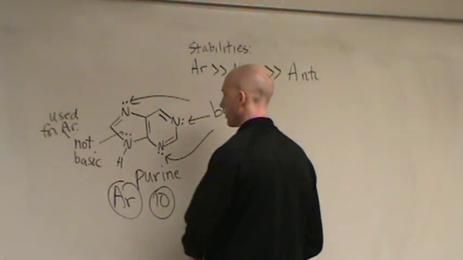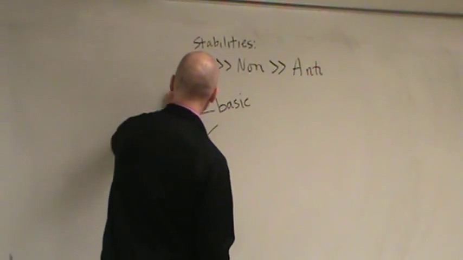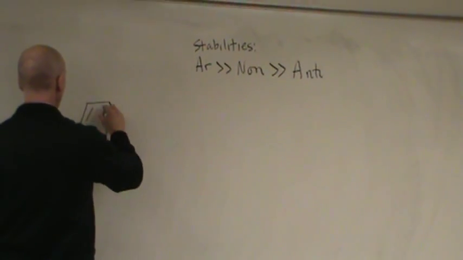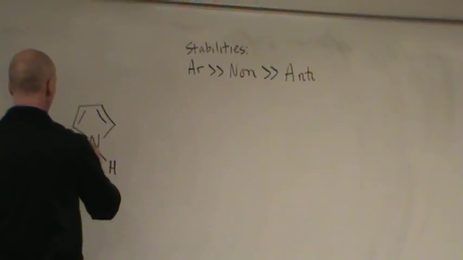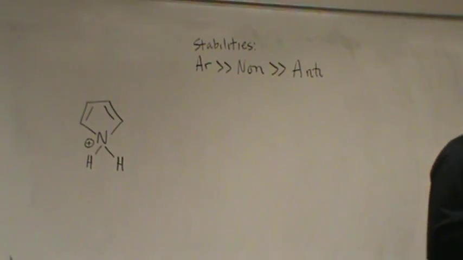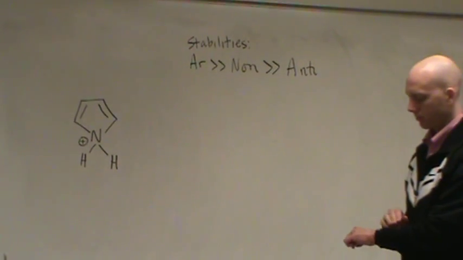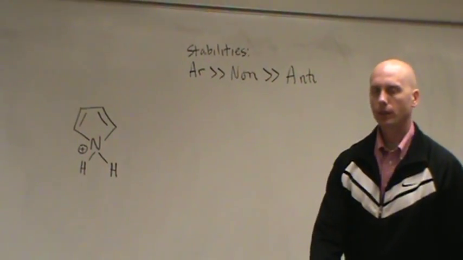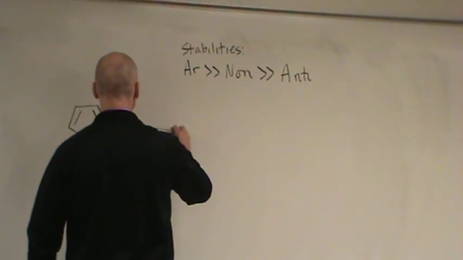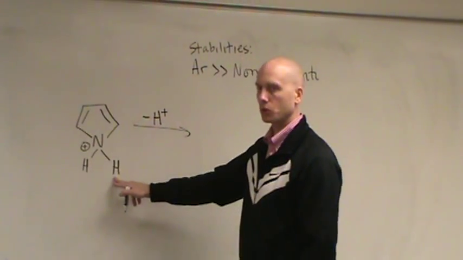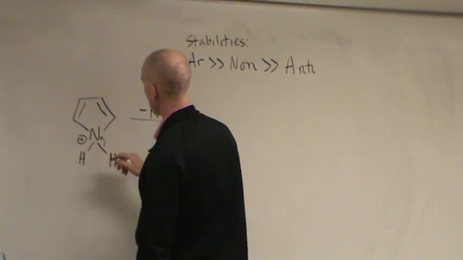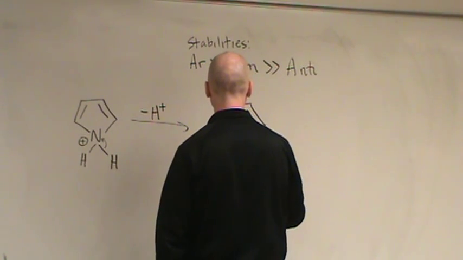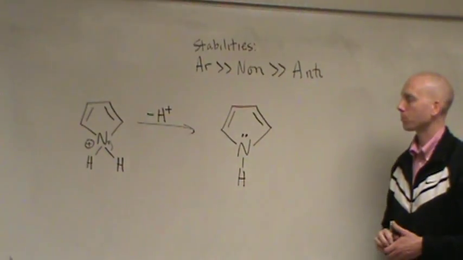Let's look at something else here. Let's look at this molecule. Here we have nitrogen with a positive and these 2 double bonds inside. Let's remove one of these hydrogens off the nitrogen. If I do, those will go back in and form a lone pair. And so we would end up with this.